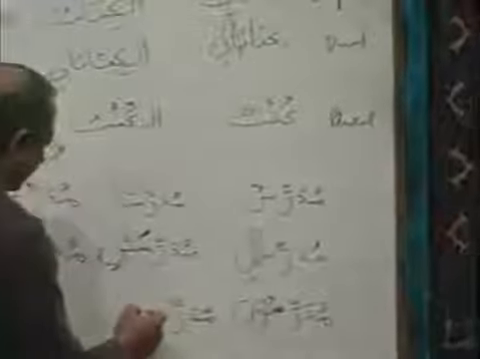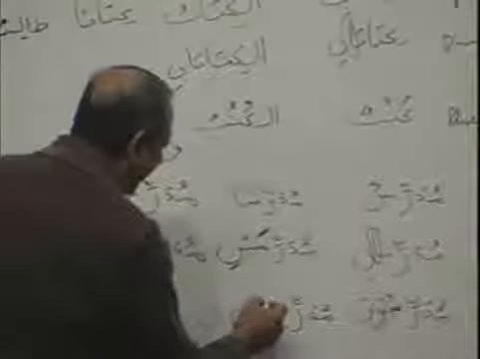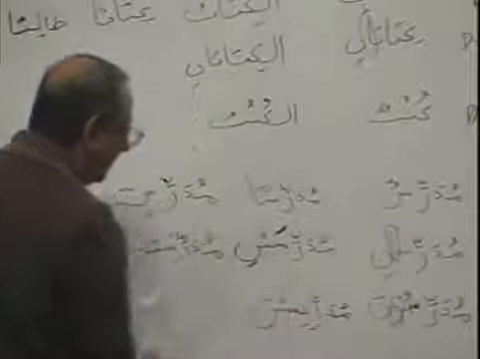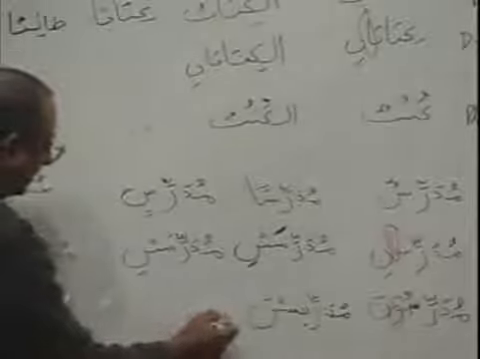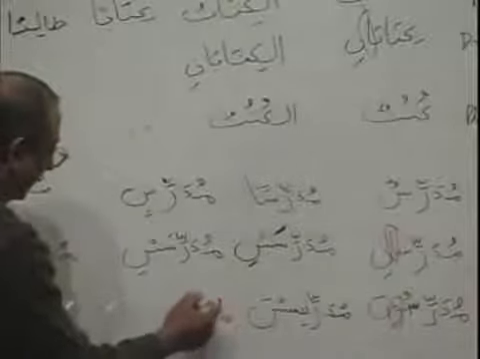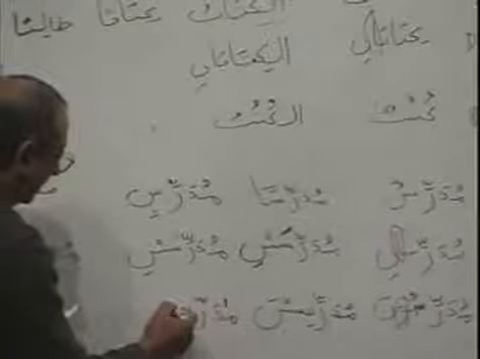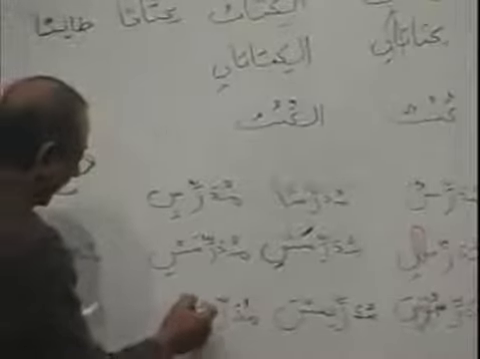Now, mudarrisuna. What shall I do now? Make it mansub. Mudarrisina. And then what is it again? Mudarrisina. Okay, brothers and sisters?